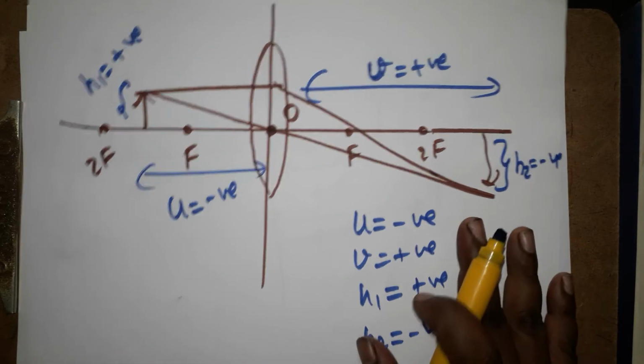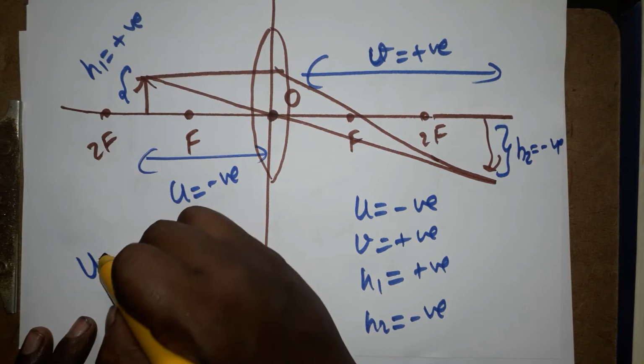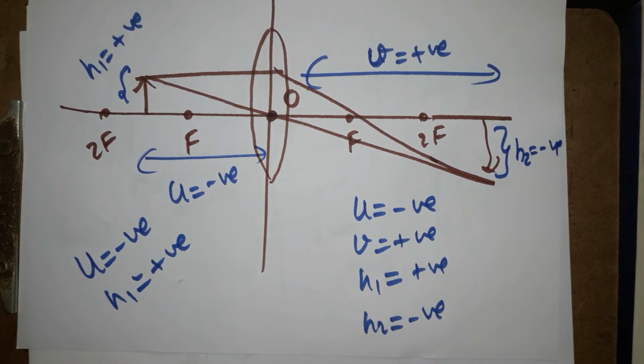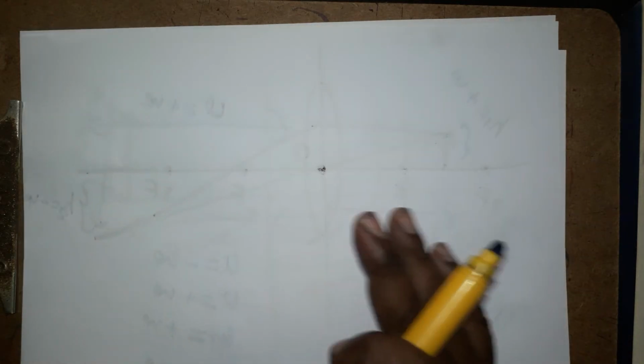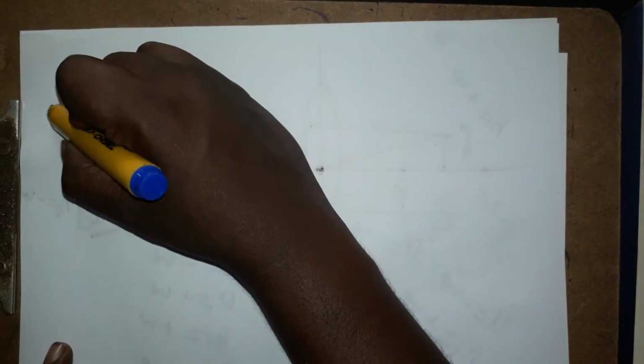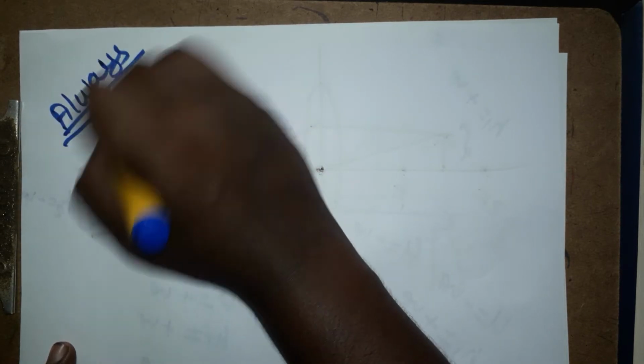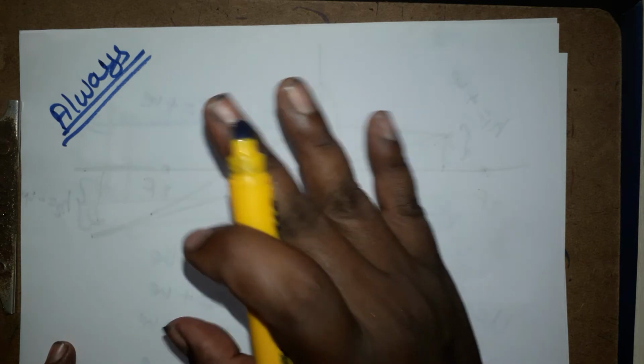One more thing I want to indicate. Always U will be negative and H1 will be positive in all cases. It is a fixed one. Next, I am going to tell you some important conditions. They will always be followed; it's not going to change anywhere. It is fixed.